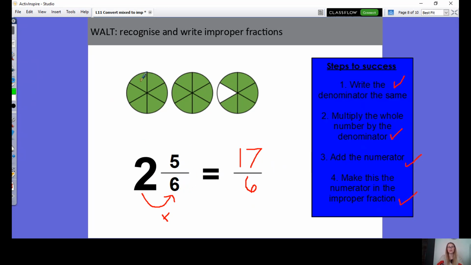Okay, let's just check that. I have 1, 2, 3, 4, 5, 6, 7, 8, 9, 10, 11, 12, 13, 14, 15, 16, 17. Fantastic. So I know that's correct, so I can check it in my representation. If you didn't have your representation there to check, you might just want to do what I did and just check it a couple of times. 2 times 6 add 5. Maybe just double check your answer to make sure it is correct.